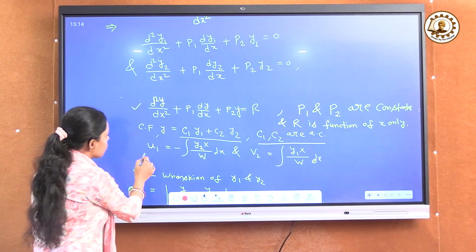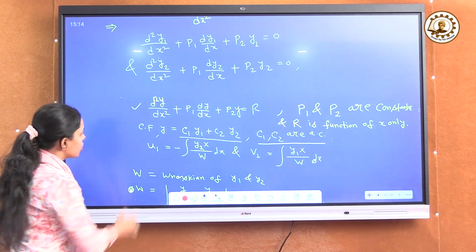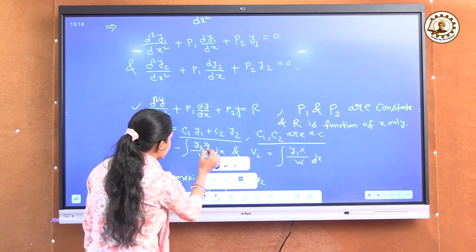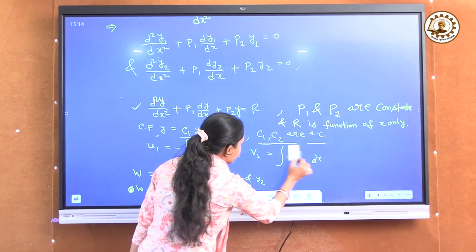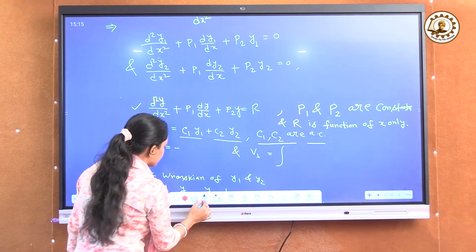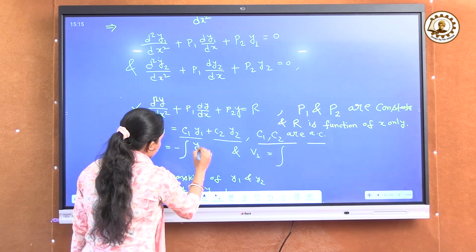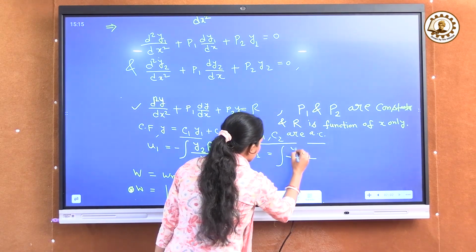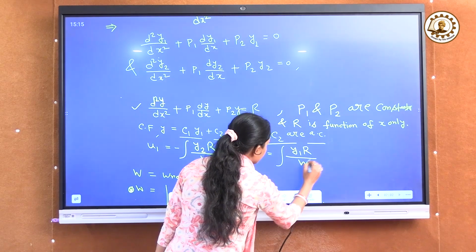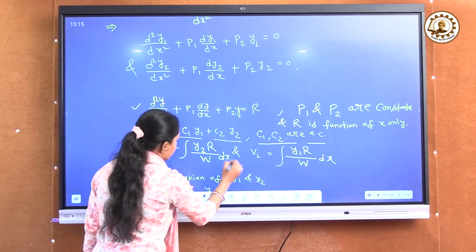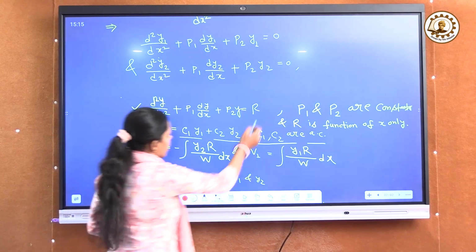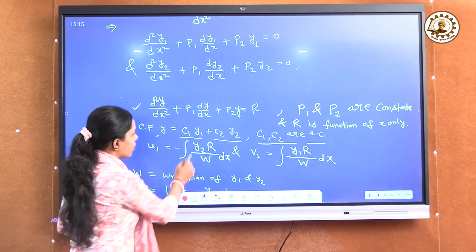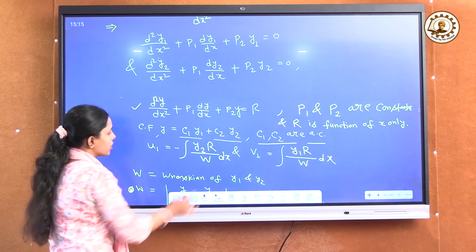So we get u1 and v1 as functions of x. The formula is u1 = minus the integral of y2 times R divided by W dx, and v1 = the integral of y1 times R divided by W dx. Here R is the function of x of this non-homogeneous linear differential equation, y1 and y2 are the solutions, and W is the Wronskian.